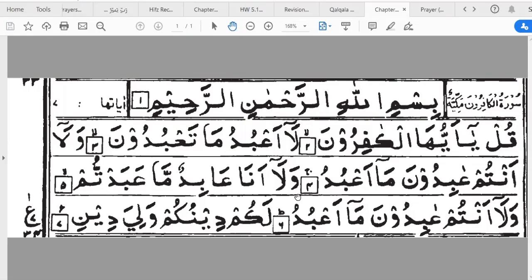Okay, so now if you could read it again, remembering all the rules we just covered. Wala ana bidumma abattum. Okay, very good. Jazakallah, Jazakallah. We'll call you again to the mic soon. Jazakallah for helping me. Allah Hafiz.